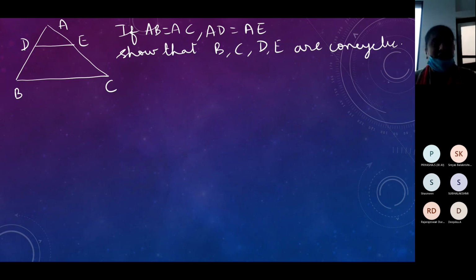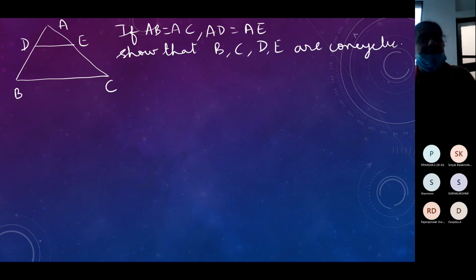Okay, so we are given that AB is equal to AC and AD is equal to AE. Given this, we have to show that the points B, C, D, and E are concyclic. Concyclic means they lie on a circle. Here they don't lie on the circle, but it means that you can draw a circle passing through these 4 points B, C, E, and D.